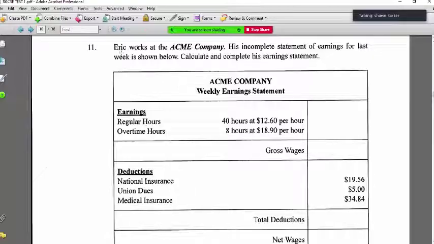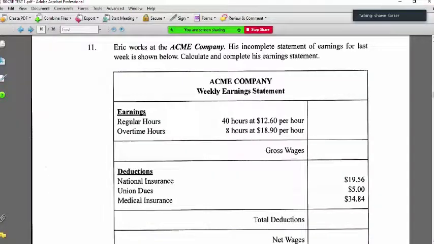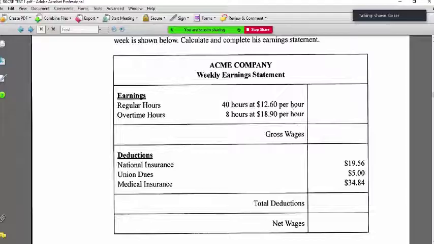So here we have Eric, who works at the ACME company. His incomplete statement of earnings for last week is shown below. Calculate and complete his earnings statement. All right, so here we have regular hours, 40 hours times 1260. So in this case, you just multiply 40 times 1260. I didn't do this one because it's simple. So 40 times 1260, I would complete that right here.